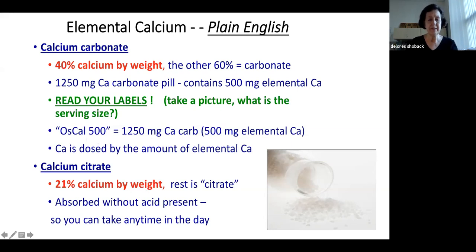The rest is citrate. And that one, I already told you that you don't need acid to get absorbed. So this one you can take any time of the day. You can wake up in the middle of the night and take it, with nothing in your stomach, okay? And it should be pretty well absorbed.